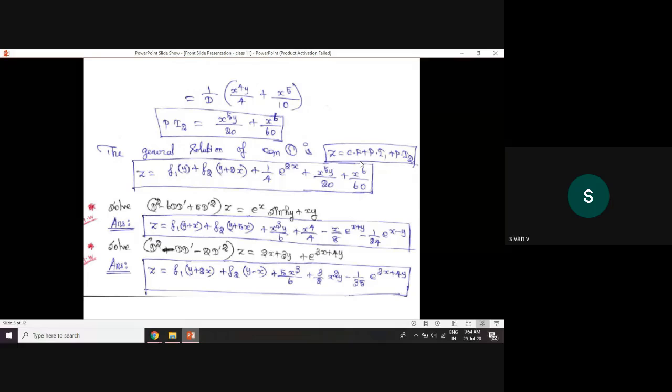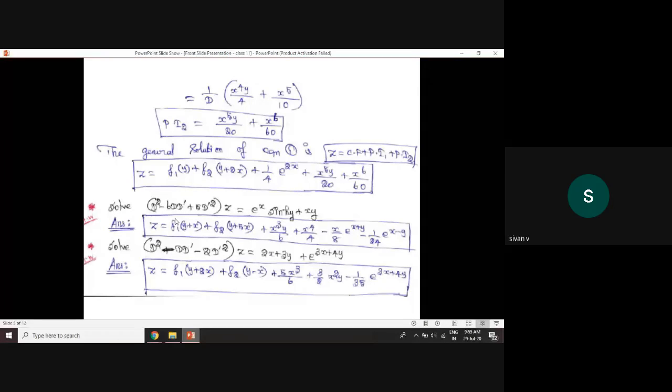You have to write the entire thing. Don't stop up to here. Z equal to complementary function plus PI1 plus PI2. Don't stop here. You have to write the entire thing. Z equal to f1 of y plus f of y plus 2x plus 1 e power 2x plus x power 5y by 20 plus x power 6 by 6. Up to these steps, you have to write it. And take this problem as homework.